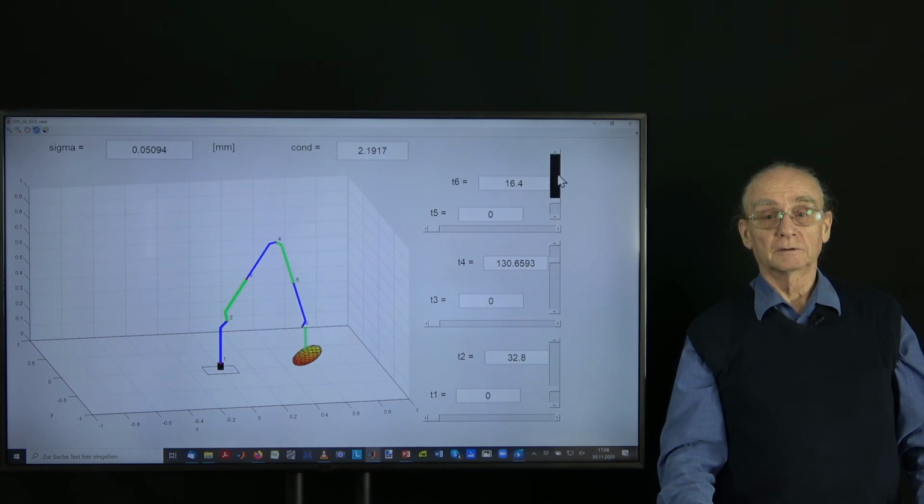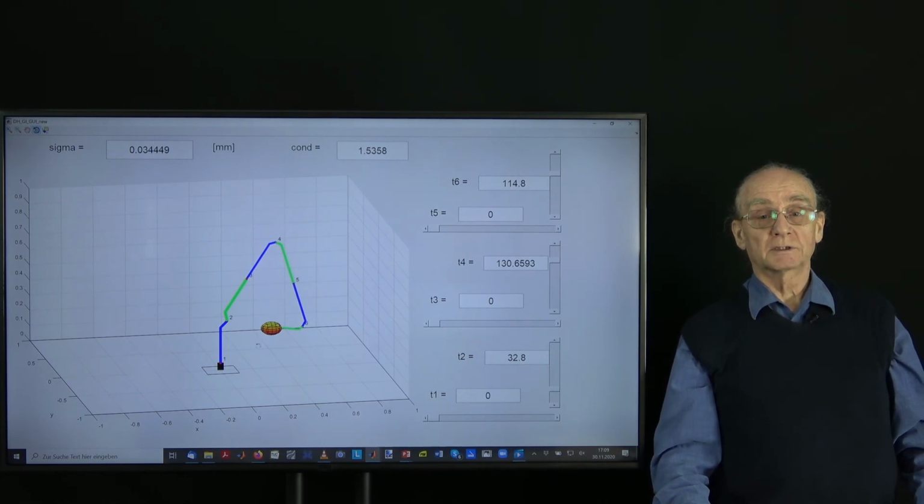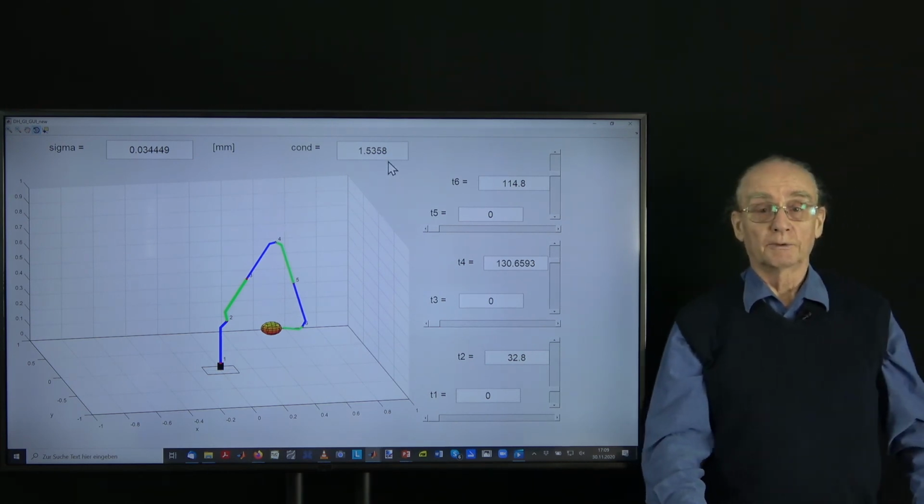And finally, we do the same thing with the final horizontal axis. And you see we have a configuration which we can imagine can be realized, and we obtain an accuracy of 0.03 millimeters. That is half the standard deviation which we just found. And this ellipsoid here is quite round. It only has an offset of about 1.5.